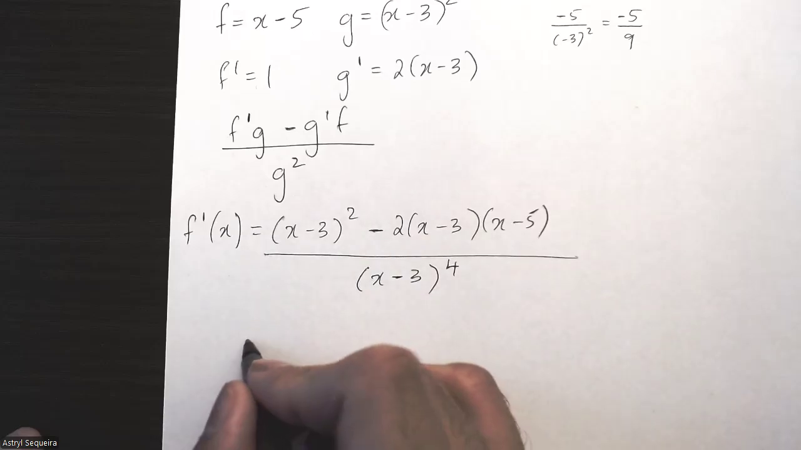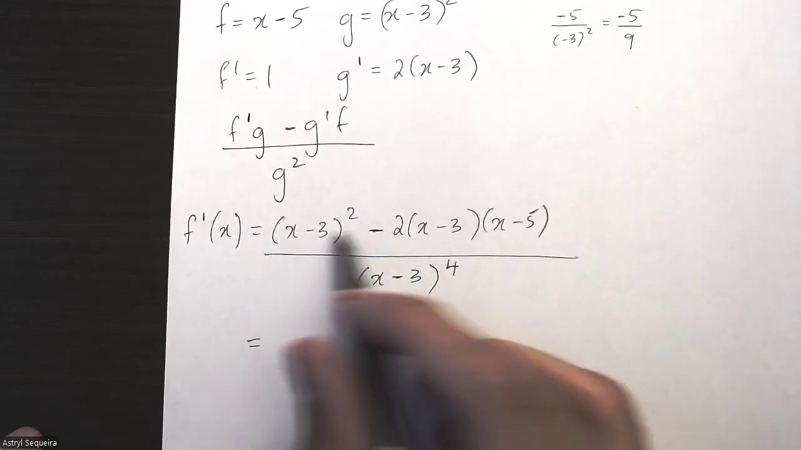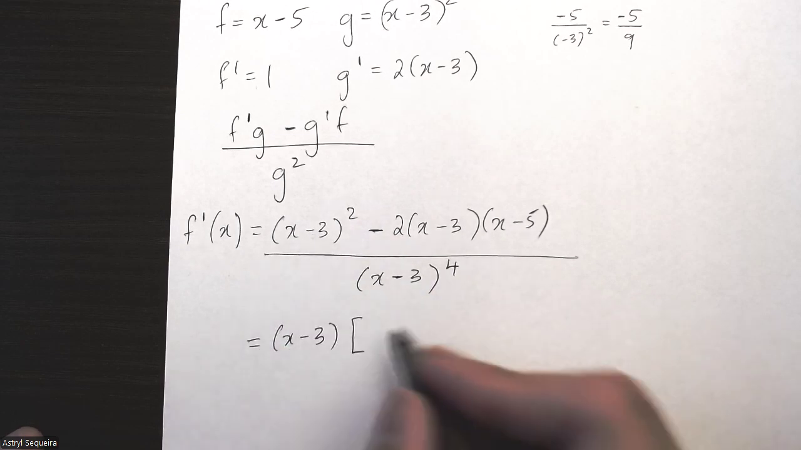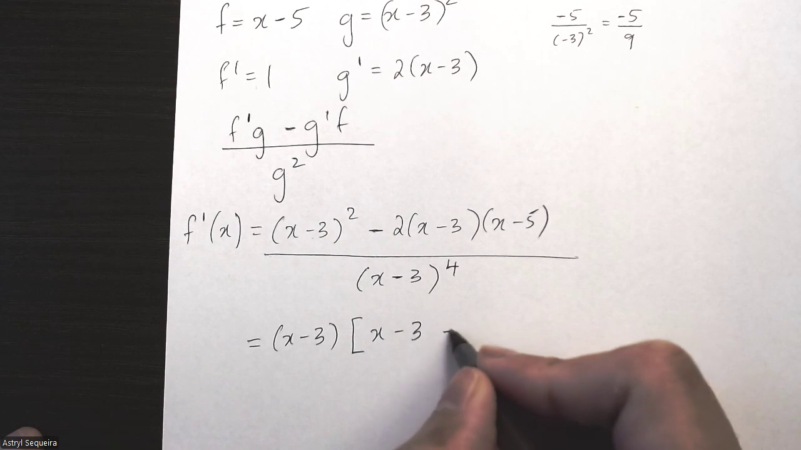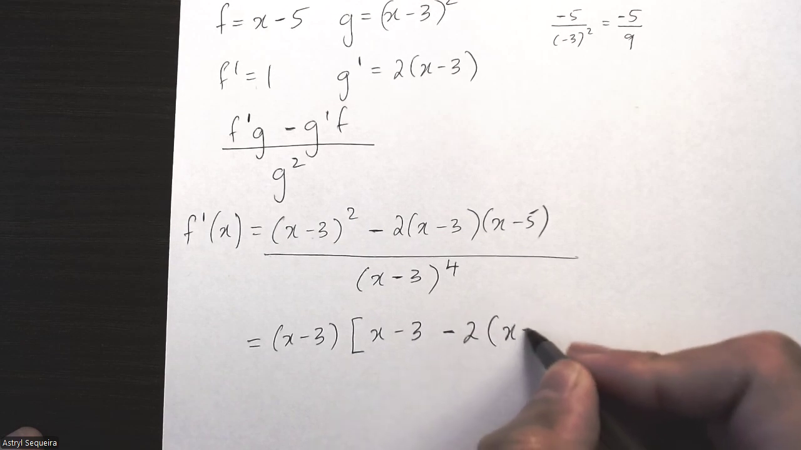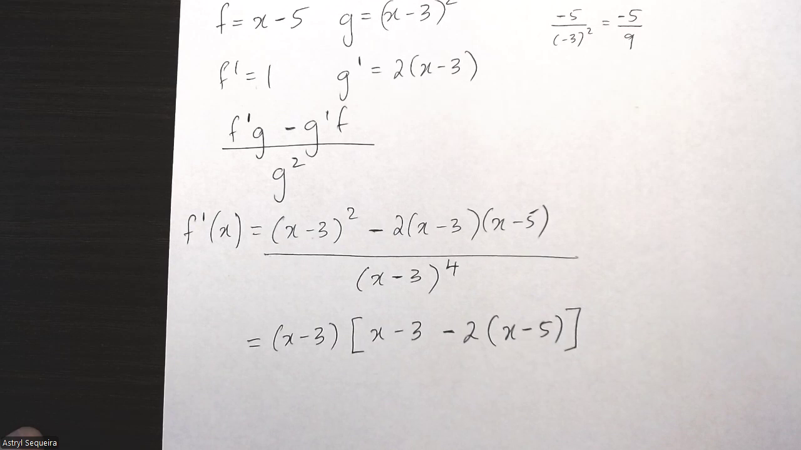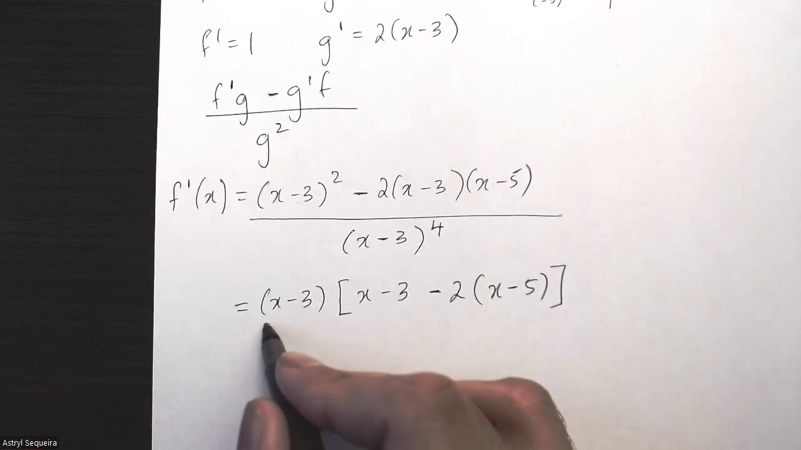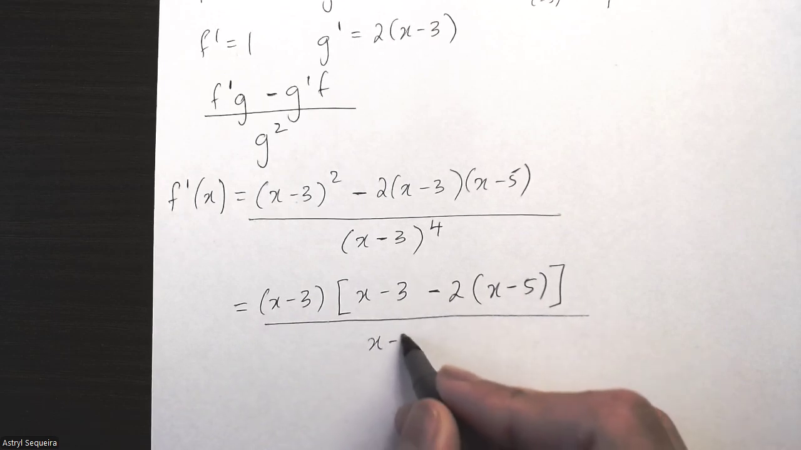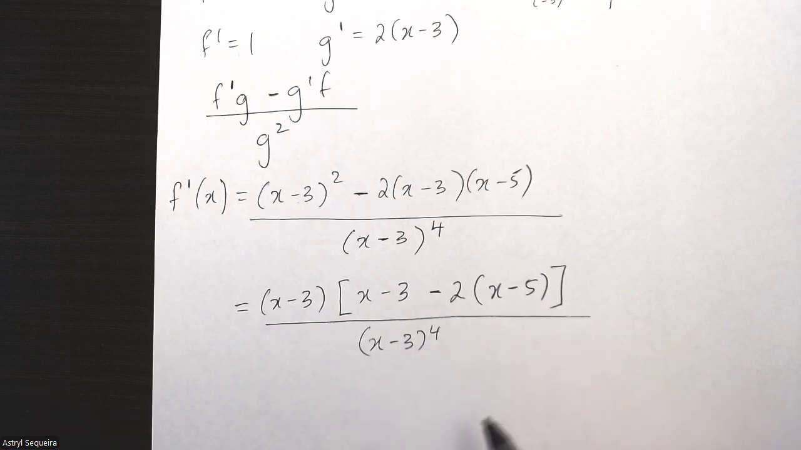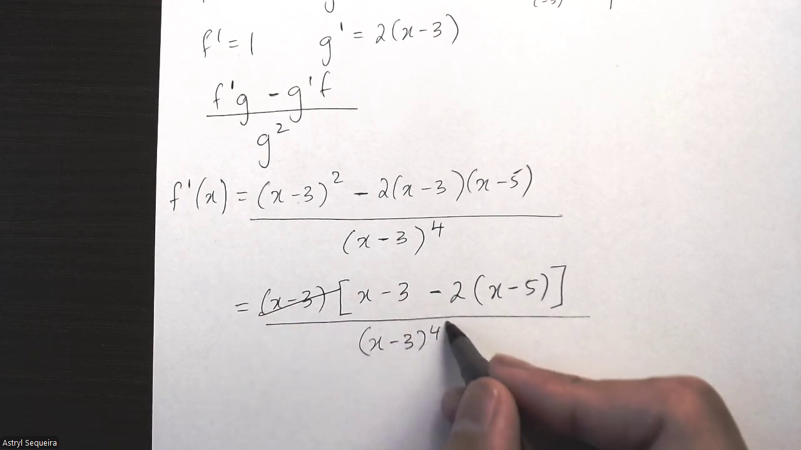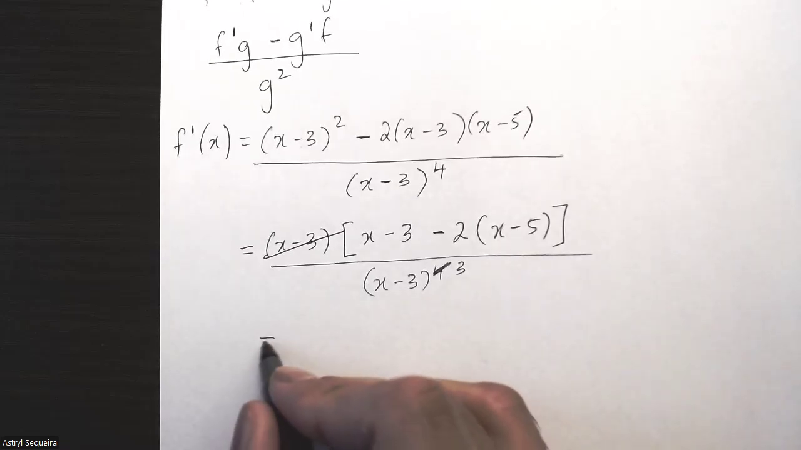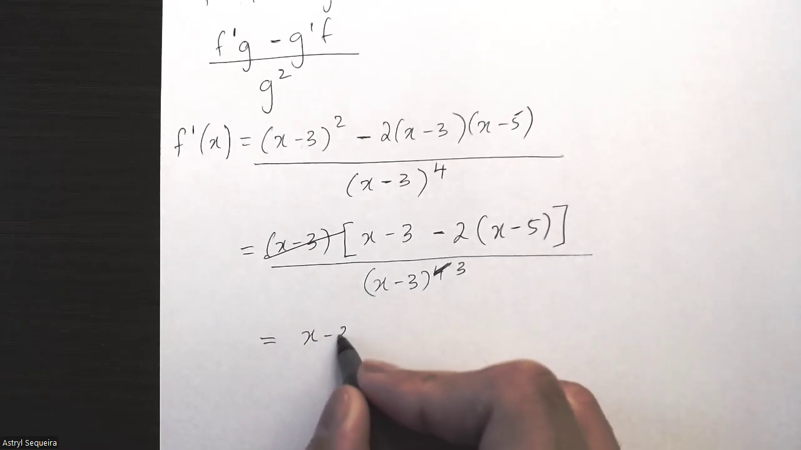I want to simplify this. In order to simplify, I'm going to common factor out x minus 3. And if I common factor that out, I'm just left with x minus 3 minus 2, x minus 5. I basically took out an x minus 3 from each of these two terms. Bottom still stays the same right now. And now I can cancel this out and turn that into a 3. I can also expand the inside over there. So don't need a bracket on the top anymore.